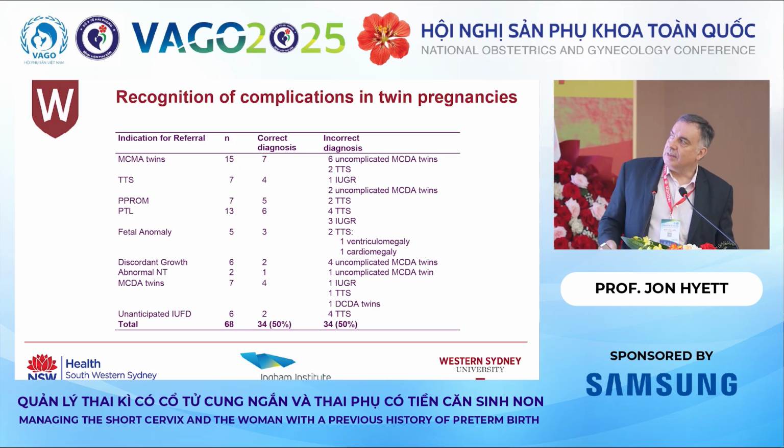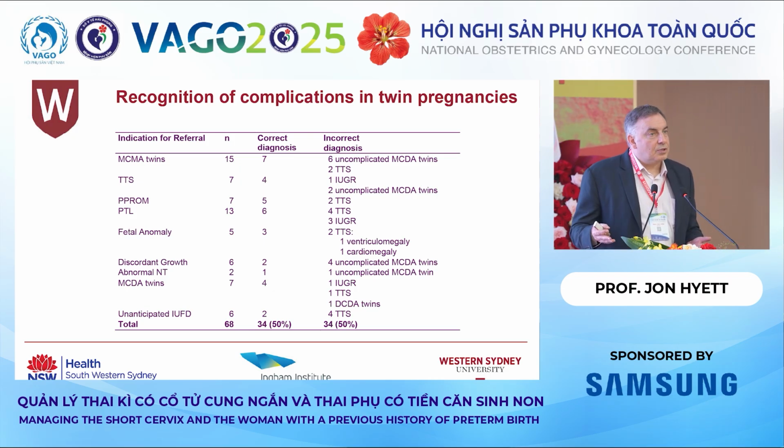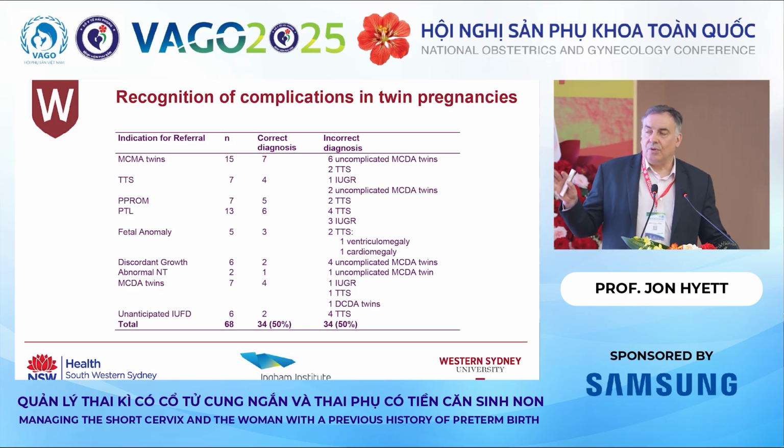Similarly, if I go down the list, 13 women referred with spontaneous onset of preterm labour, but in fact what they had was twin-twin transfusion syndrome, massive polyhydramnios, causing the woman to go into labour. And all in all, about 50% of the apparent diagnoses at the time of referral of these twins were wrong.